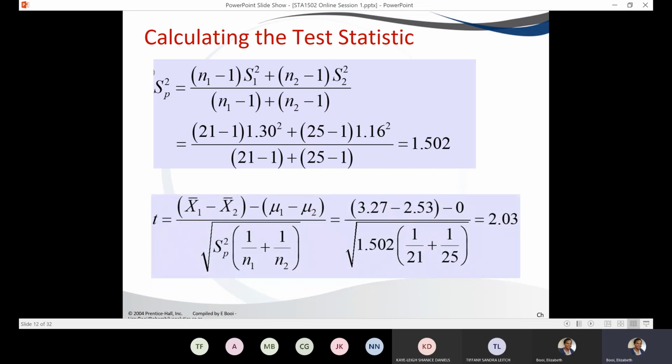Then to calculate the test statistic, remember the mean we were given was 3.27 for the New York Exchange, and the mean for Nasdaq was 2.53. So we substitute that, and the hypothesis stated that mean 1 minus mean 2 is equal to 0. So therefore, it's always going to be equal to 0. Our pooled variance, we calculated that, and we can just substitute it into the formula. Also your n1 was 21 and your n2 was 25, and you calculate your test statistic. Once you have calculated your test statistic, now you are ready to make a decision.